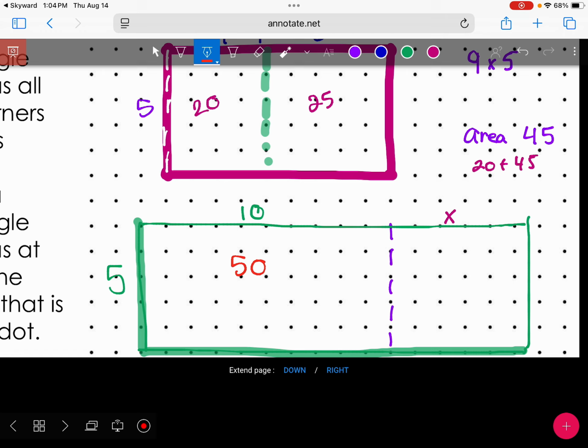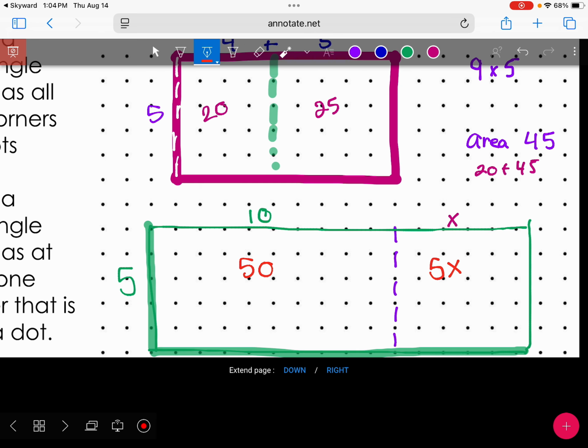What is that that I'm pointing out? X. I've called this one X because I don't know how big it is. I can get an estimate. It's close. It's 5 and change. It's between 5 and 6, but I don't have specifics. So as close as we can come to the area for it right now is 5 times X.